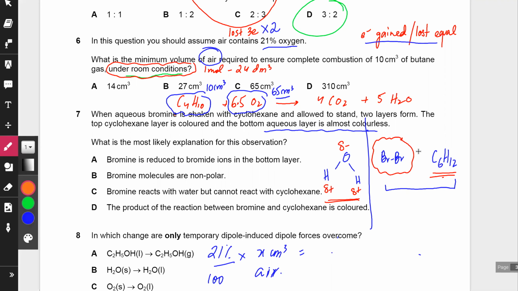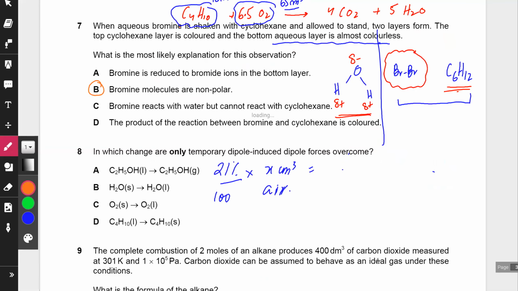So what is the most likely explanation for this? I think it's probably B. Bromine molecules are non-polar, so non-polar mixes with non-polar. There's obviously not a reaction happening. That's good enough: bromine is non-polar, so it's not going to attract water molecules. It's not going to be attracted by the water molecules.